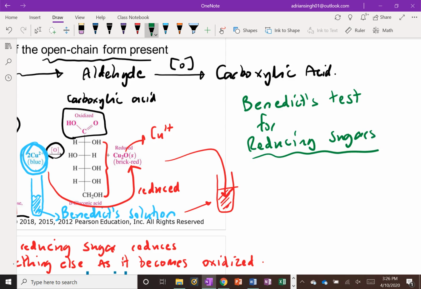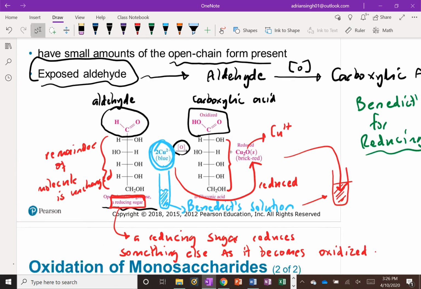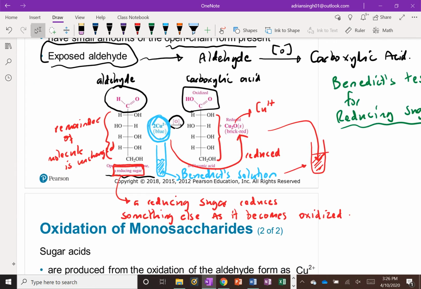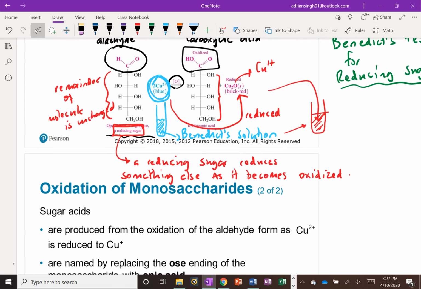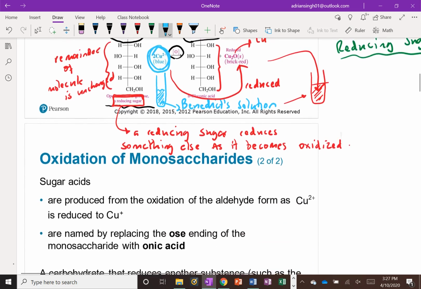So it takes advantage of the blue color of the Benedict solution. And as that substance, in this case a monosaccharide, if it can be oxidized, as it undergoes oxidation, it reduces the Benedict solution to that red color. It's very distinctive. There's no mistaking if you have a reducing sugar present. So when that monosaccharide undergoes oxidation, it produces a carboxylic acid, and because it came from a sugar, we call it a sugar acid.